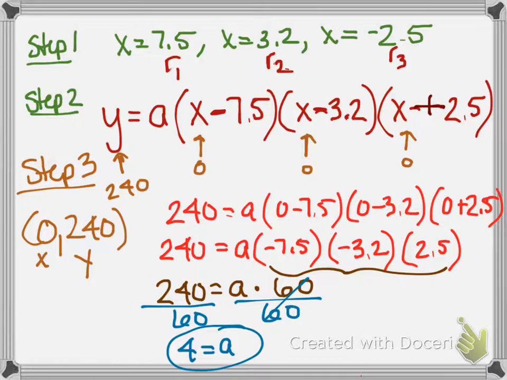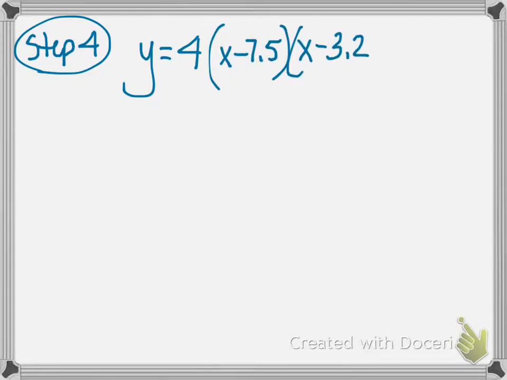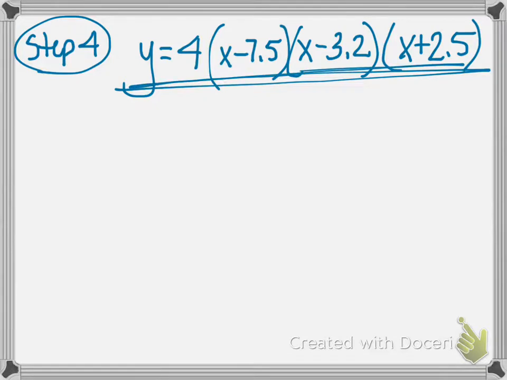So step 4, of course I ran out of room, step 4 is just to put a into that equation. So now I have y equals 4 instead of a, and then my parentheses, x minus 7.5 times x minus 3.2 times x plus 2.5. And there is my final answer for that first example.